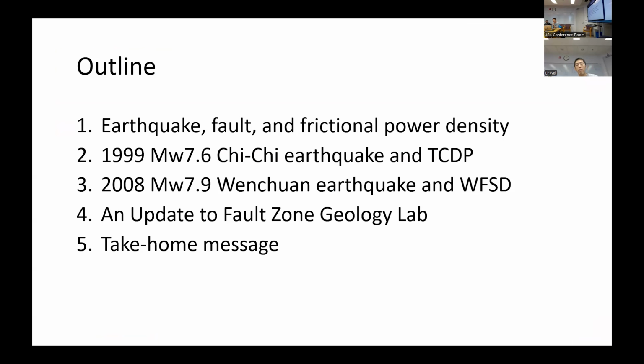Today we will have five sub-topics. I would like to start with earthquake fault and frictional power density, which is Earth Science 101 or Physics 101. Then I will talk about some evidence from two big earthquakes. One is from Taiwan, the Chichi earthquake, and the other is the Wenchuan earthquake, in 2008. Then I would also like to introduce what we have developed in the last 10 years, and then one take-home message.